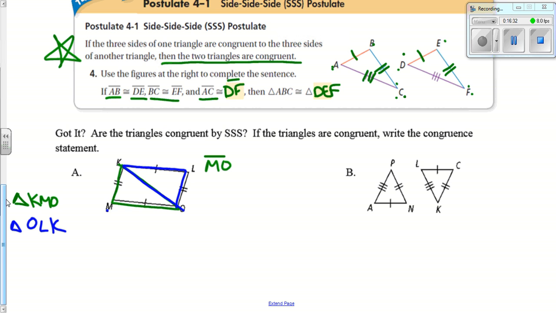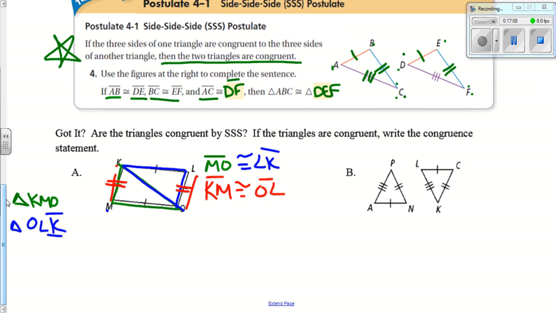So now when I come over here, I'm going to say that MO is congruent to LK. Okay, looking at the way that they are ordered there. I also can say that KM is congruent to OL. Okay, because those have 2 hash marks. Now I need 3 sides congruent in order to prove, using SSS, side, side, side, that these 2 triangles are congruent. Well, I don't have any more hash marks, so am I out of luck?